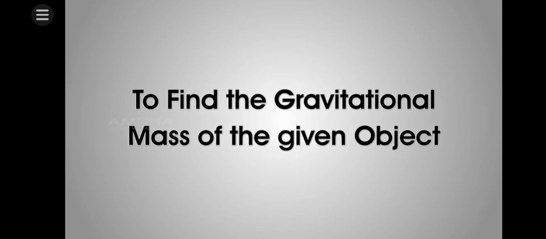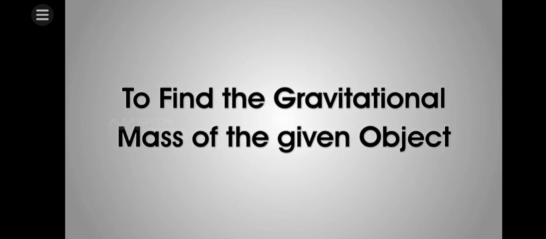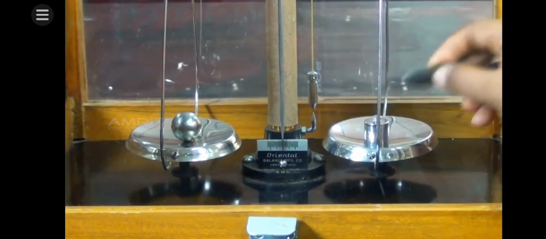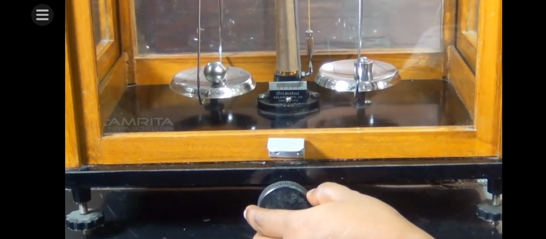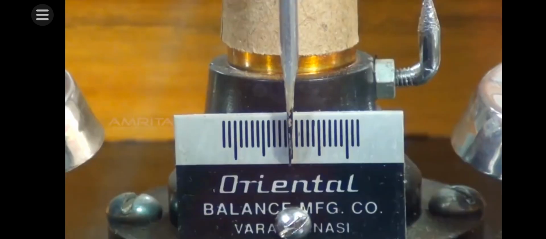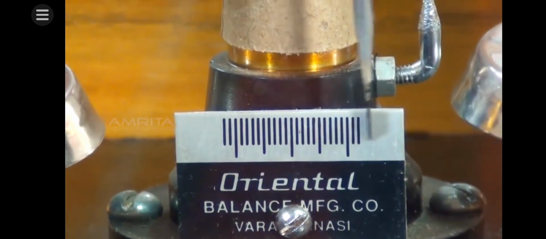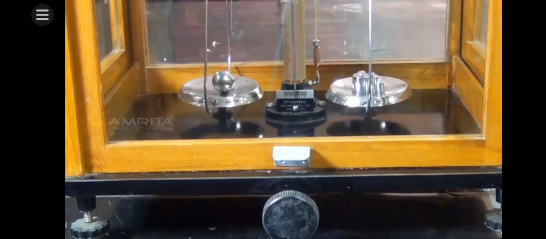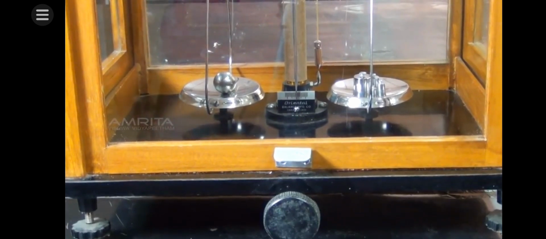To find the gravitational mass of the given object. The object whose mass is to be determined is placed in the left pan. Place standard weights in the right pan from the weight box with the help of forceps. Raise the knob of the balance to view the position of the pointer. The pointer will rest near the pan having less weight. Add or remove the weight accordingly to get equal oscillations on both sides.